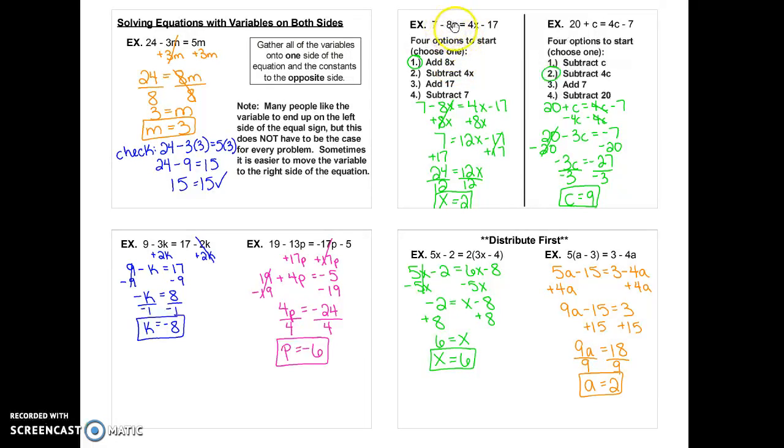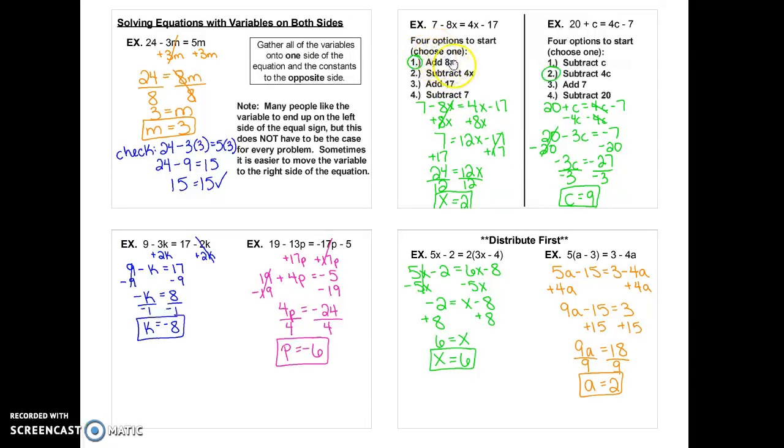So for me, I'm going to deal with the variables first, and I'm choosing to move this 8x to the other side. Now the reason that I'm choosing that is because right now this is a negative 8x. If I move it, it's going to become positive, and I know that ahead of time. So if you want to deal with positive values, then move the 8x. Okay? Your other options, you could subtract the 4x to the left-hand side and put all of your variables on the left. You could add 17 to the left-hand side first, or you could subtract 7 first to the right-hand side. Again, this is up to you.